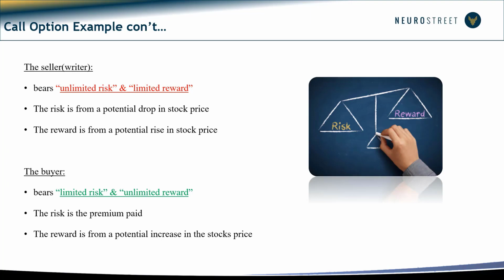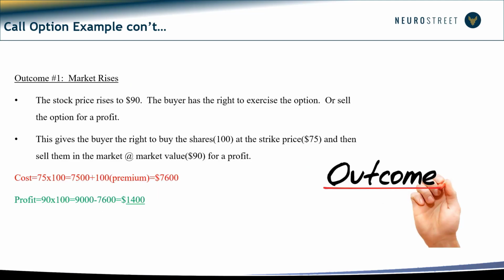Okay? So I just want you to understand that, when you're a buyer or a seller of options, there are different risk profiles for taking that side of the position. And so let's take a look here. Let's give you another example. Outcome number one, market rises. The stock price rises to 90. So I jumped the gun a little bit on that example, but I'm going to give you an example here. The stock price rises to 90.